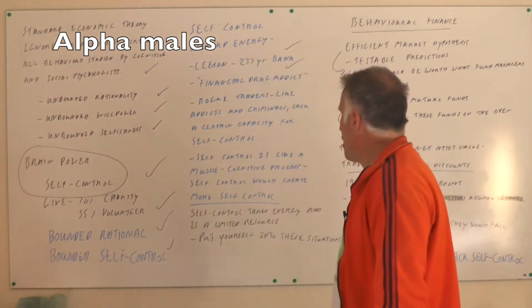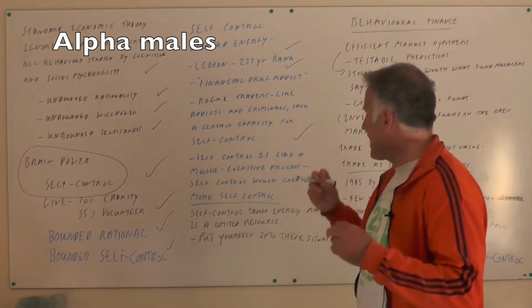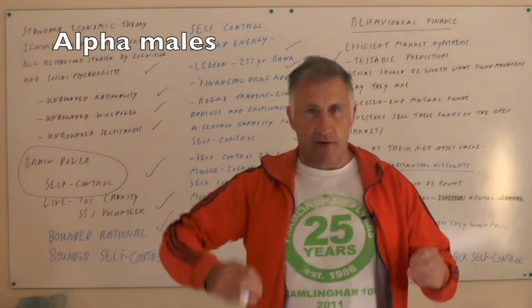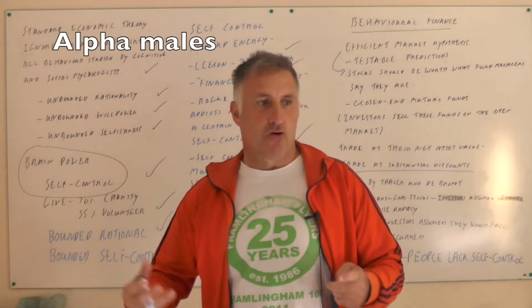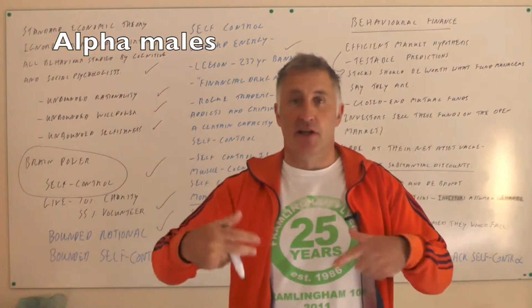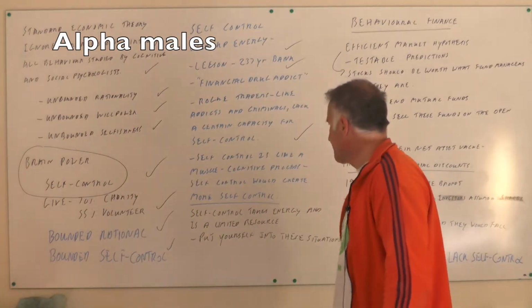Okay, so rogue traders, like addicts and criminals, lack a certain capacity for self-control. What they found out is that rogue traders have the same mental balance as criminals. They lack the self-control. They have to break in because they can't resist an easy way of making money, even though there's obviously a high risk of being caught.